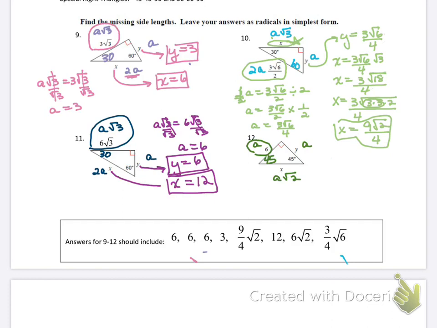A has to equal 6. So therefore, Y is going to equal 6. And X is going to equal something similar. Put the 6 in the A spot and then bring down the root 2. And you are done. Okay, so you've got all the missing values on this page. Okay, there's more practice on the next page.